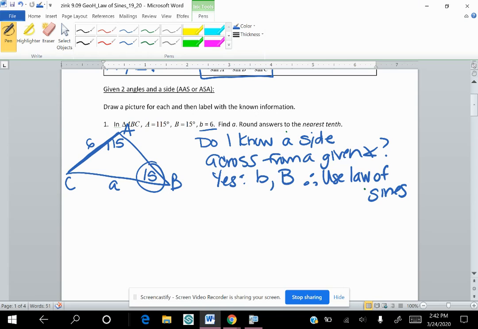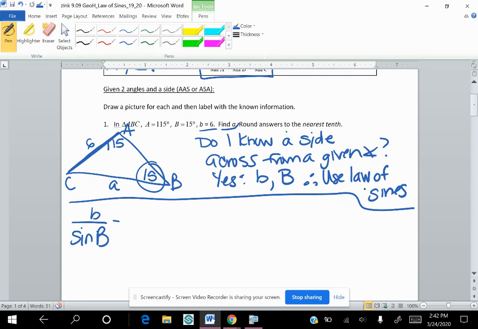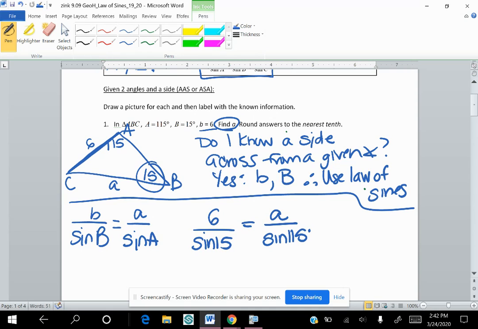Okay, so to set that up, first I'm going to do it using the letters, but we won't always start with the letters here. So I've got lowercase b over sine of angle B, and I'm looking for A. So I'm going to set that equal to lowercase a over sine of angle A. That's our formula that we're going to be using. So let's substitute in. So I've got side B is 6 over sine of the angle across from it, which is sine of 15, equals lowercase a, which is side A, over sine of 115 degrees.